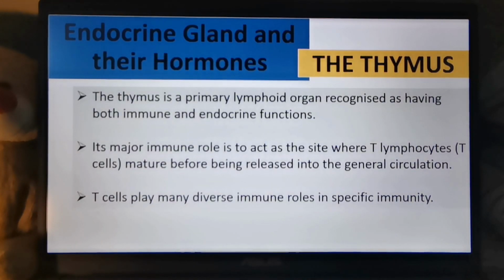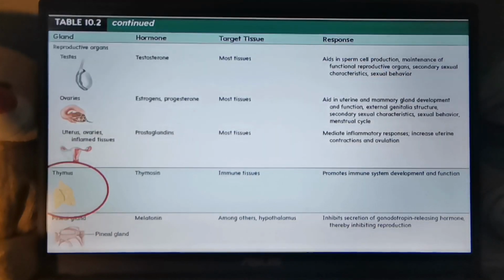And then thymus. The thymus is a primary lymphoid organ recognized as having both immune and endocrine functions. Its major immune role is to act as the site where T lymphocytes mature before being released into general circulation. T cells play many diverse immune roles such as specific immunity. Thymosin. The hormone in the thymus is called thymosin. So it promotes immune system development and function.